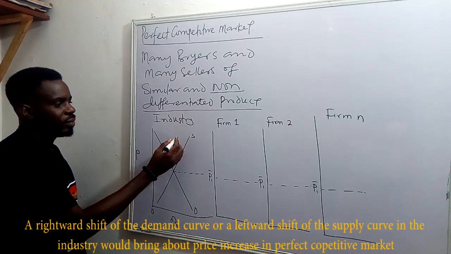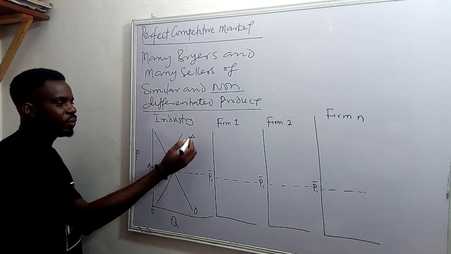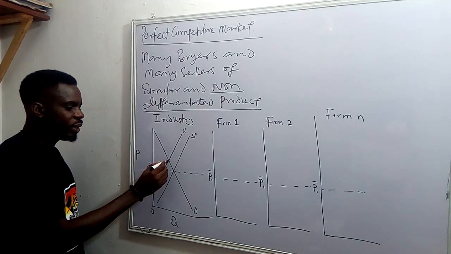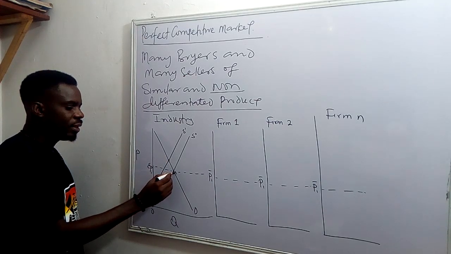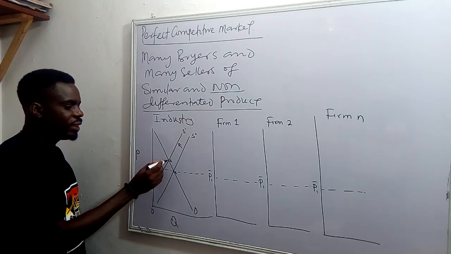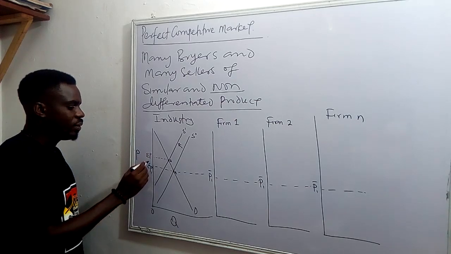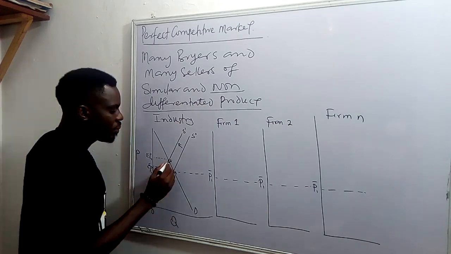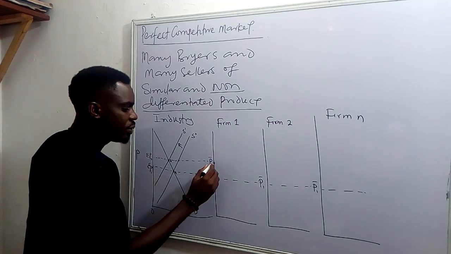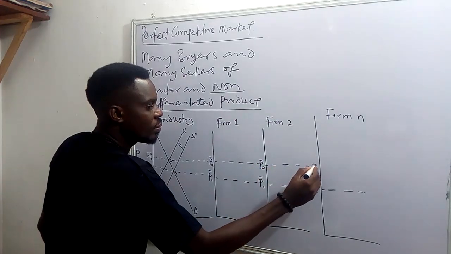For instance, if there is a leftward shift of the supply curve from S0 to S1, we have new equilibrium point. Let's call this equilibrium point A, this equilibrium point B. With a leftward shift of the supply curve, there is new equilibrium point, and this will give new equilibrium price. We can call that equilibrium price 2. And the price will be passed across to all the firms. Price 1, so price 2, price 2, price 2.